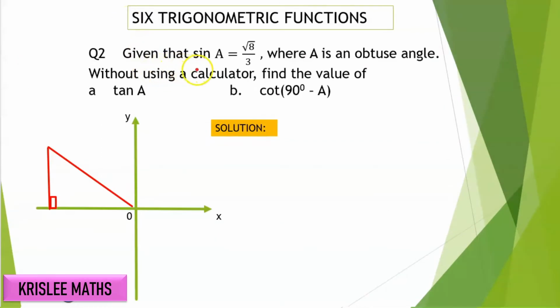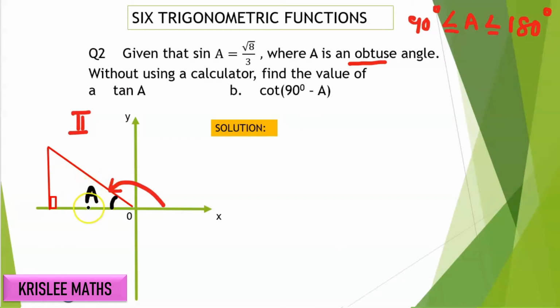Question 2. Given that sine A equals square root of 8 over 3, where A is an obtuse angle. Remember, when you are given an obtuse angle, the size of the angle needs to be between 90 and 180 degrees. Based on the size, we know that angle A lies in the second quadrant, and the acute angle needs to be between the x-axis and the radius.